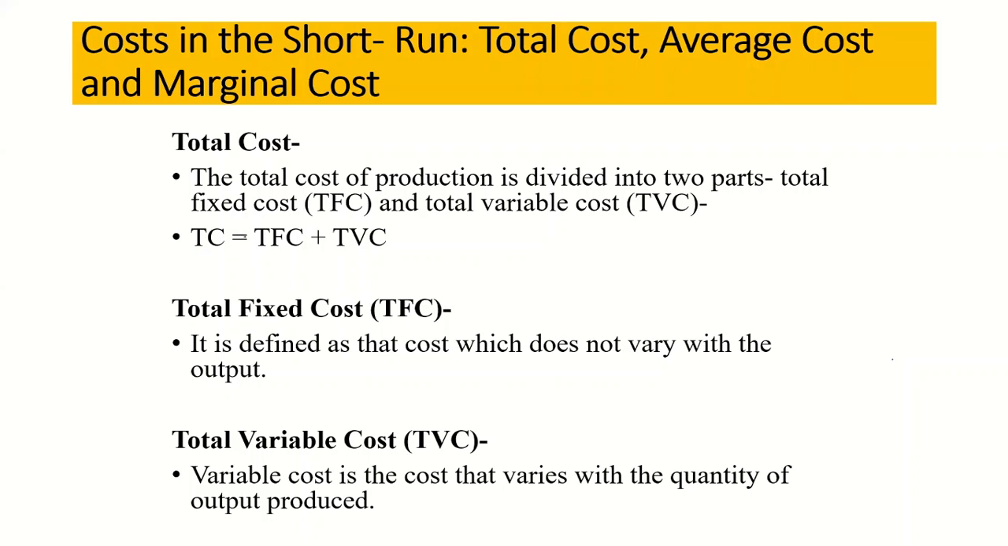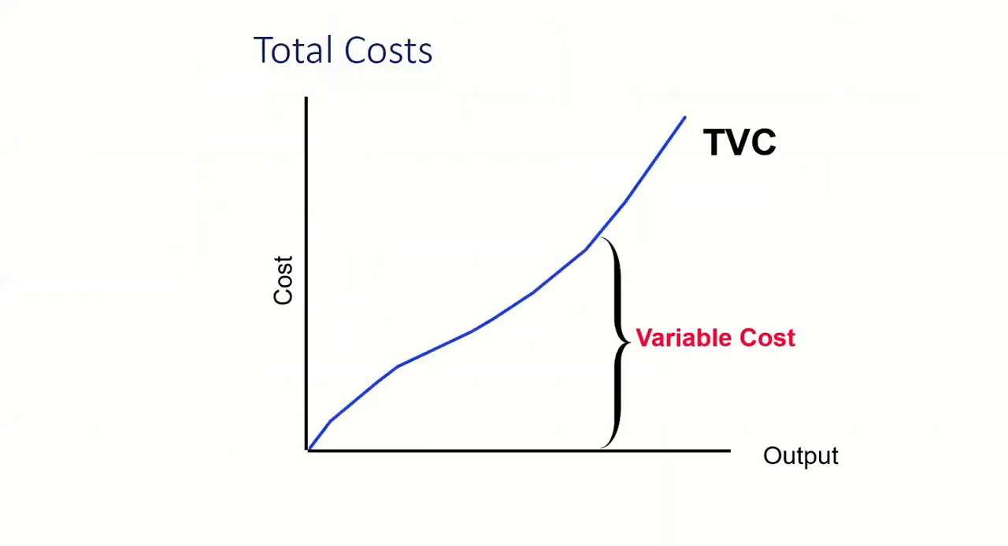So total cost is a function of the total fixed cost and the total variable cost. Right? So if I draw this on a graph, you can see that the variable cost depends on the output. For example, if I want to produce more of a crop, I will have to use more fertilizer. Now, I will have to increase the amount of fertilizer to increase the crop. Now, my cost depends on that crop, on the output. So that is called a variable cost.